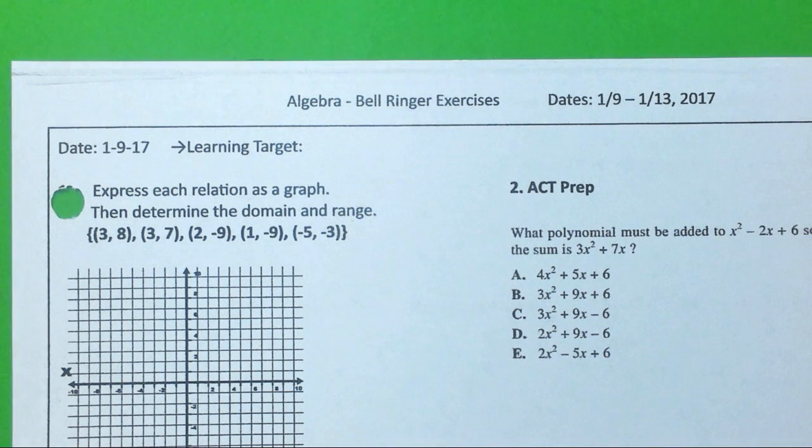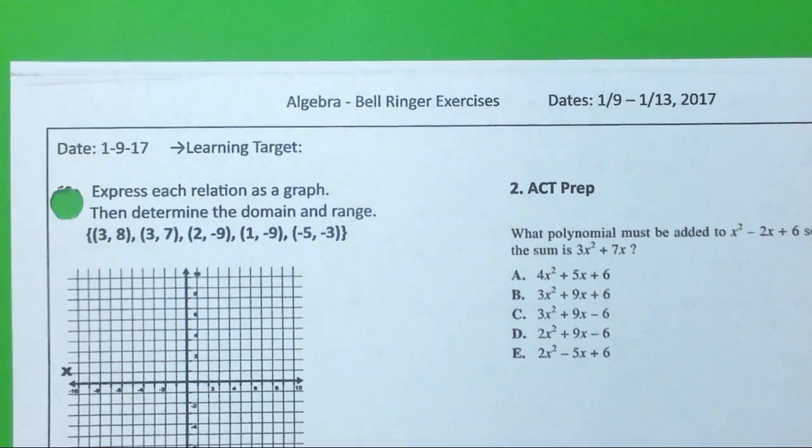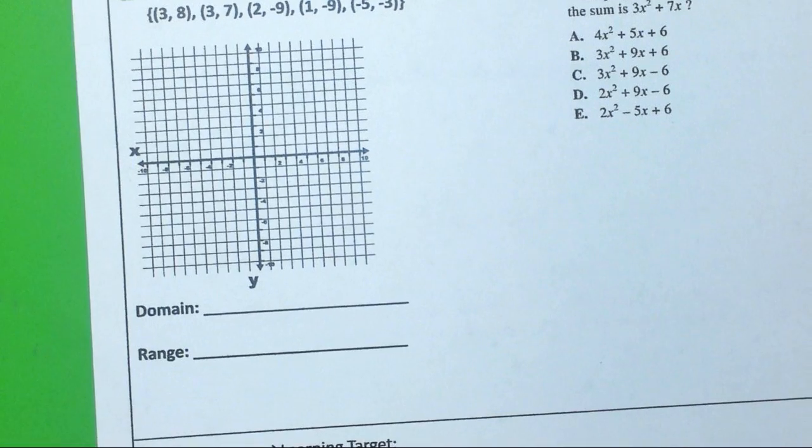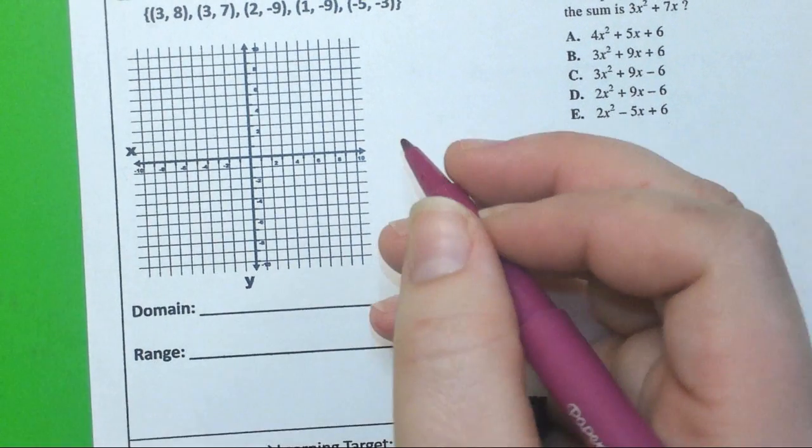So let's go ahead and go over these bone ringers you've definitely had long enough. Express each relation as a graph, then determine the domain and range. I can graph points all on my own, and I'm sure you can too. Can you tell me the domain and the range?